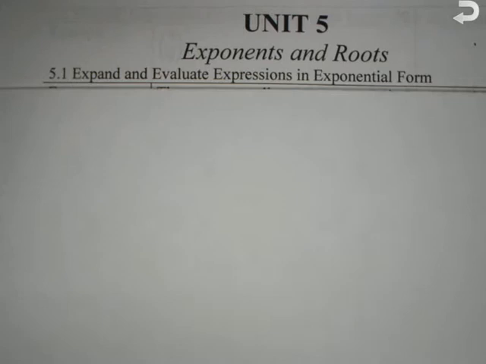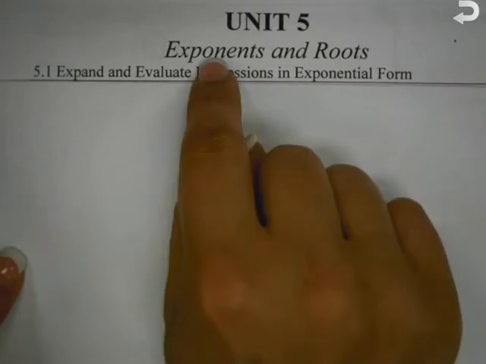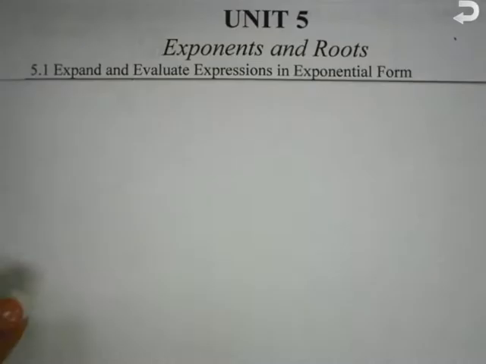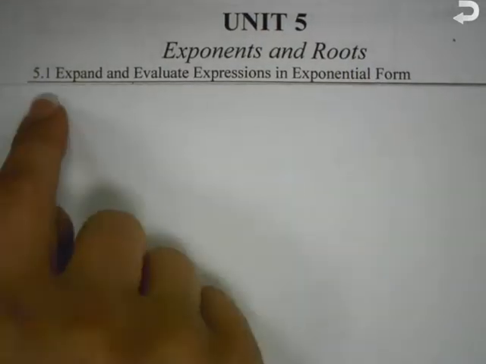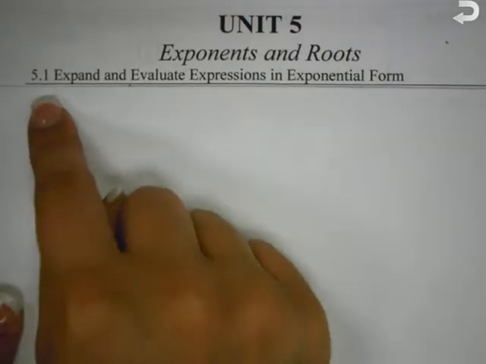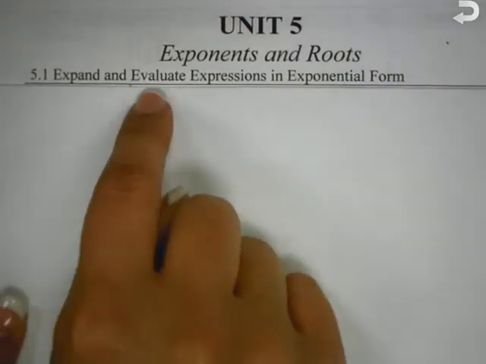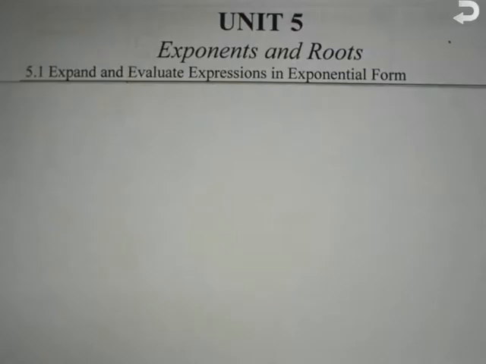Unit 5, we are dealing solely with exponents and roots. So in order of operations, our second step is exponents. In this unit, we're looking specifically at different types of exponents and what they mean. So 5.1, we are just learning about what exponents mean, and we are going to do what we call expanding them. So what do you think expanding something means? We're making it bigger, okay?